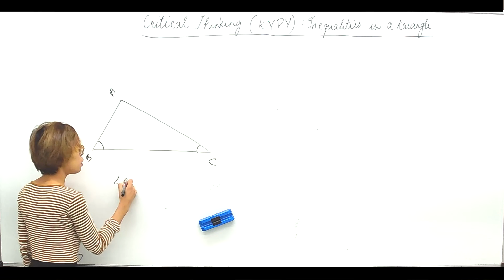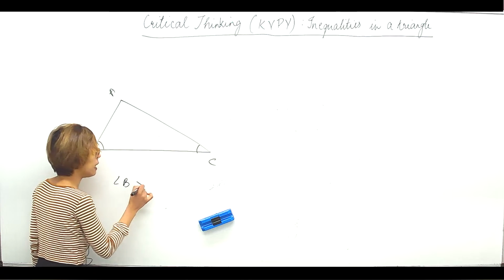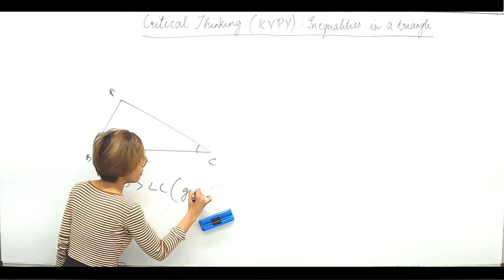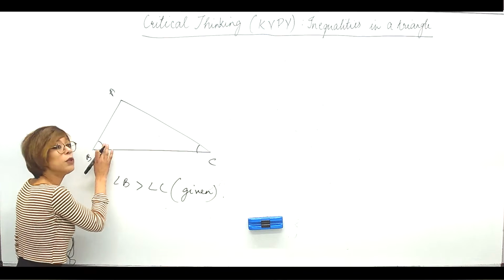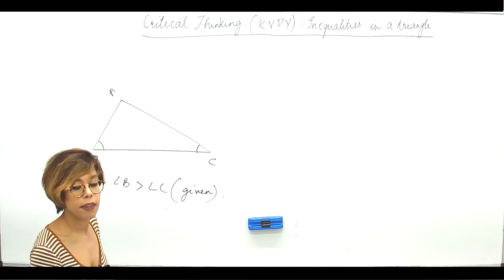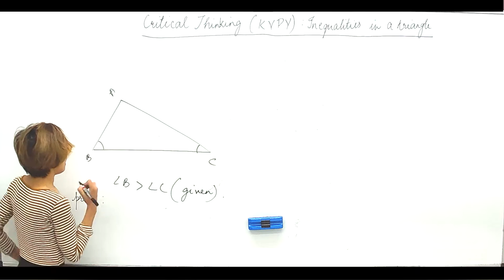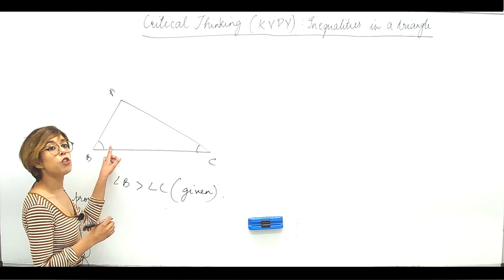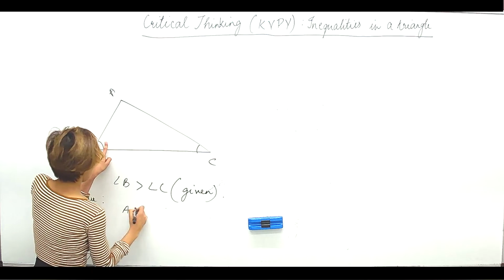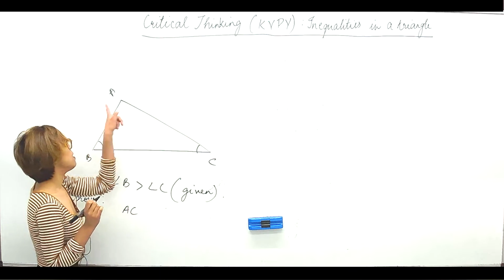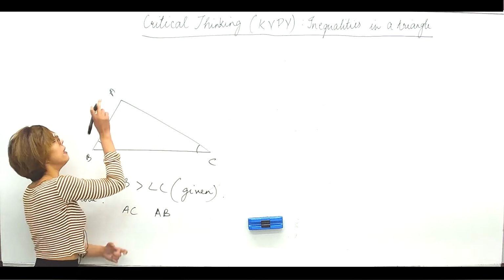This is given to you. If two angles are unequal, I am considering angle B greater than angle C. This is given. You need to prove that the side opposite to the greater angle is longer. Let me write it: the side opposite to the larger angle. This is the angle B, and the opposite one is AC. Then I consider C, and the opposite one is AB. I need to prove that AC is greater than AB.